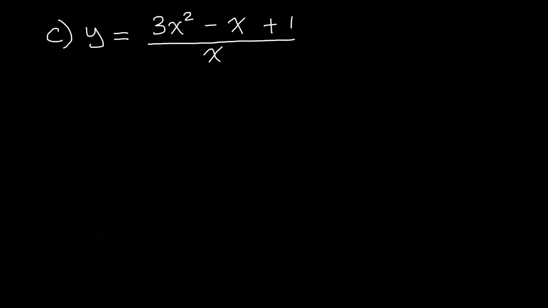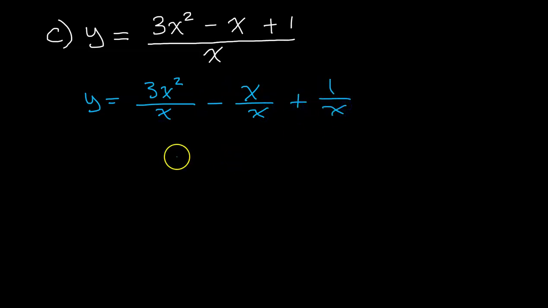So here comes the last example. Let's do the rewriting stage. So y equals, we can take this x and write it separately underneath each term. So this would be the same thing as 3x squared over x minus x over x plus 1 over x.